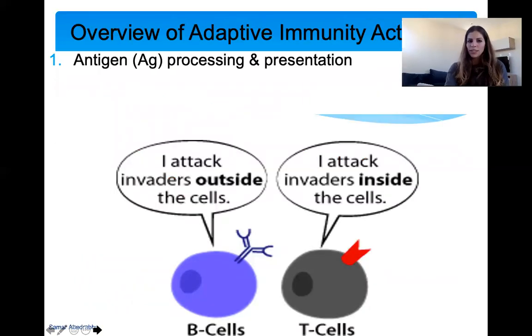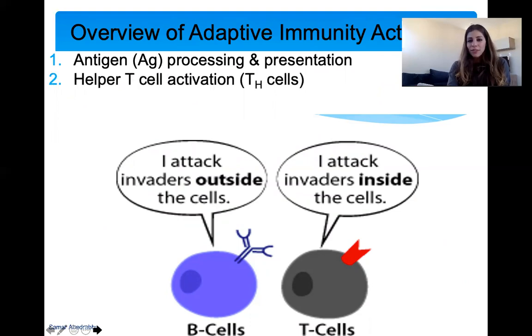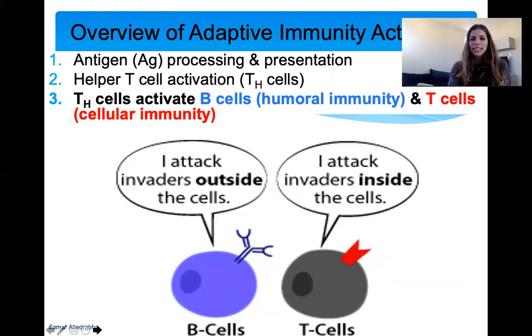And so we talked about both humoral immunity and cellular immunity of adaptive immunity. This is a very long lecture. You have antigen processing and presentation, then they activate helper T cells, and then helper T cells will either go on to activate humoral immunity or cellular immunity. Humoral immunity has to do with B cells. B cells attack extracellular pathogens. T cells attack intracellular pathogens, including cancer and abnormal cells.